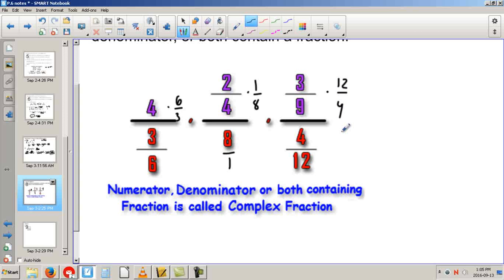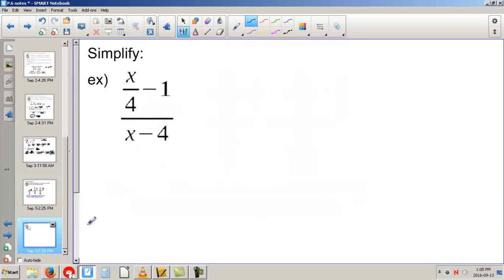However, when we start using x and making expressions, it's just not that simple. For instance, this is x minus 4 over 1. So technically, I could flip and multiply, but look at the top. It's kind of a mess. And so what I really need to do is I need the top to be one fraction. I want one big fraction here, one big fraction here.